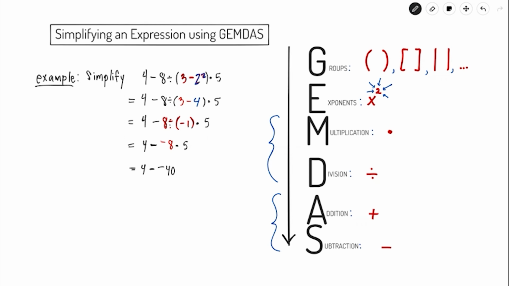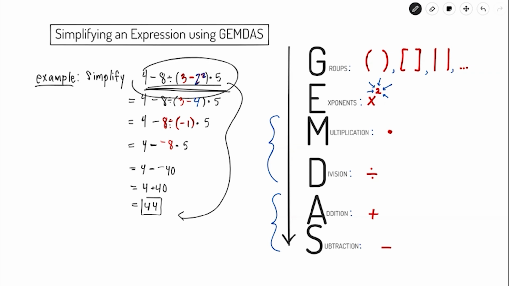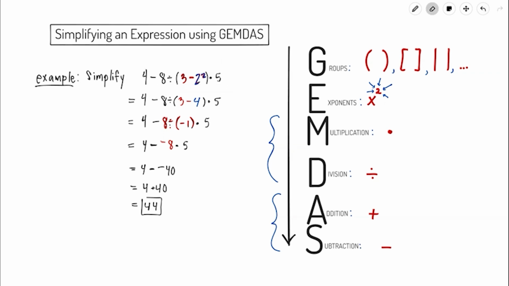There's only one more step that we have to do. I do see a double negative, and we know double negatives can come together to make a positive. I can write it like that, or if we don't like skipping steps, we can just rewrite it as 4 plus 40. And 4 plus 40, of course, that's just 44. And so we simplified this algebraic expression. While doing so, we ended up with something that was, of course, more simple. If all of this is really just equal to 44, then why wouldn't we want it written as 44? That's the whole point and purpose behind simplification: it's much easier to call all of this the number 44 than it would be to call it 4 minus 8 divided by the group 3 minus 2 squared times 5.